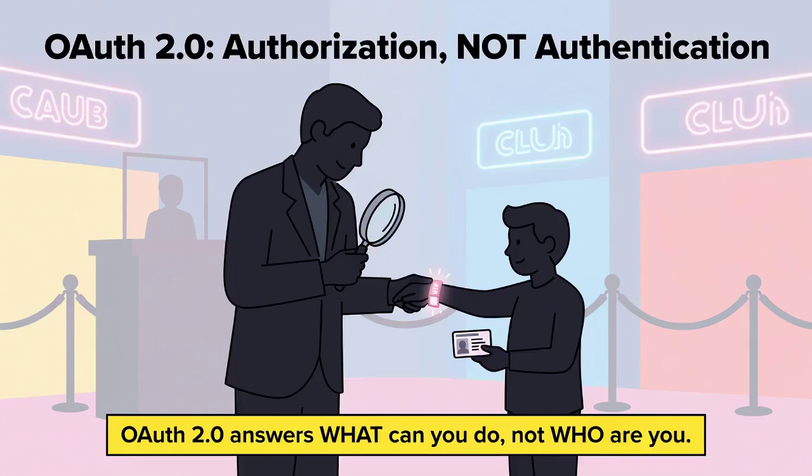OAuth 2.0 is an authorization framework, not an authentication protocol. Authentication answers who you are. OAuth answers what you can do. Picture a bouncer checking a VIP wristband rather than grilling you for an ID. The band was issued by someone trusted, and it unlocks specific privileges without proving identity on the spot.